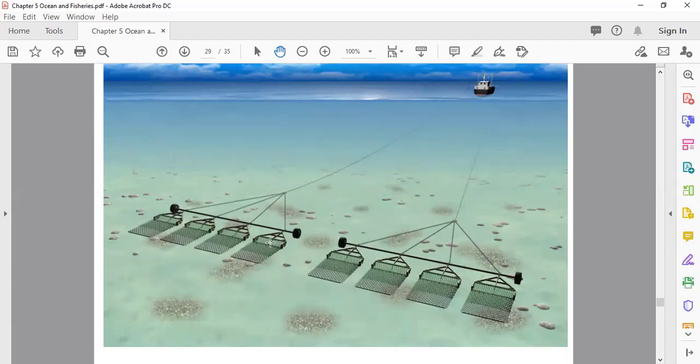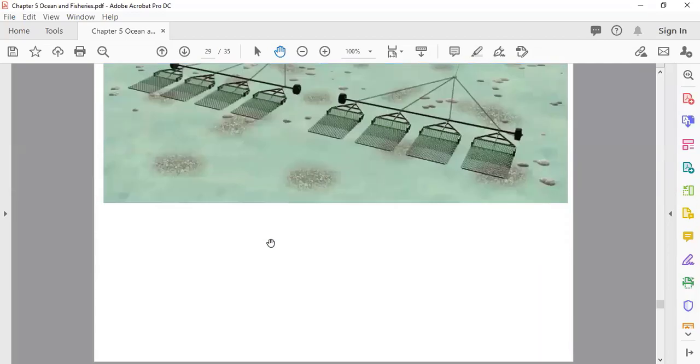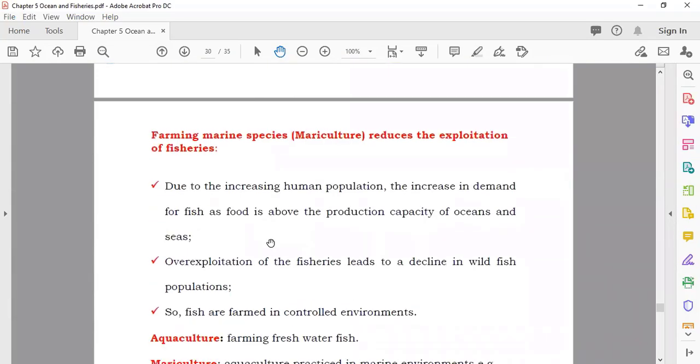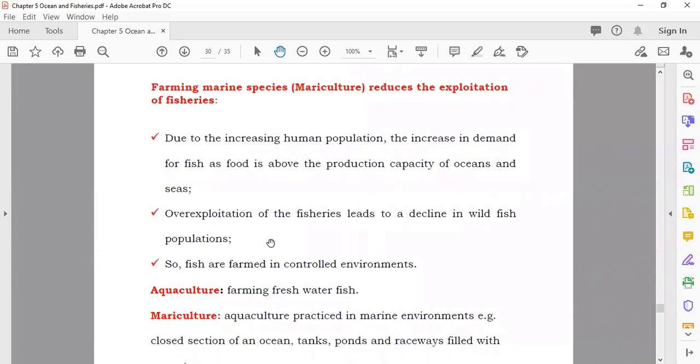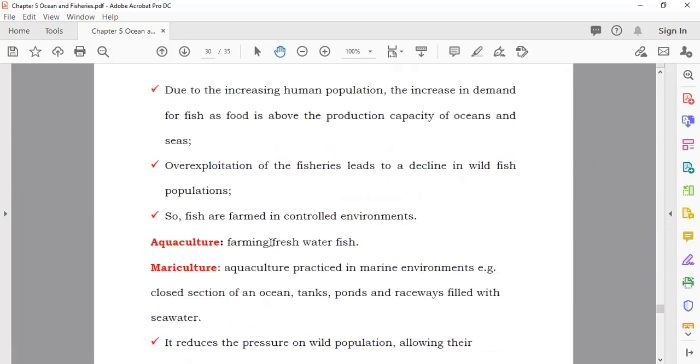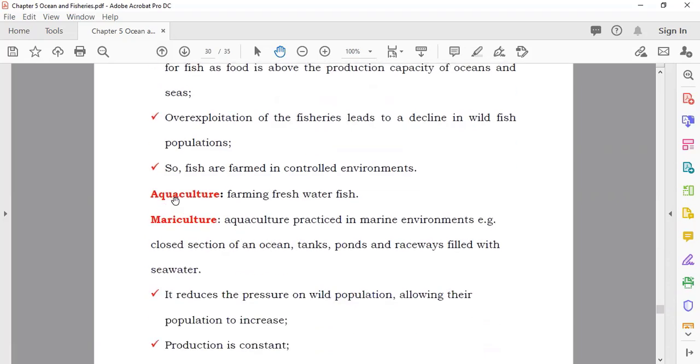So you use this method, okay? After that, you have farming the fish. If you want to maintain the fish population, you have to farm the fish also, okay? And there are two types of fishing, aquaculture and mariculture.